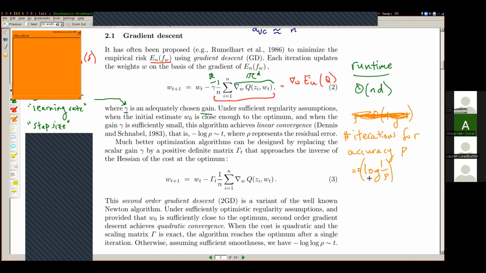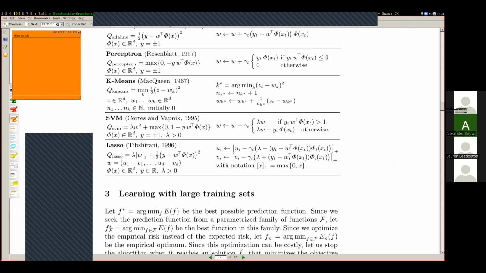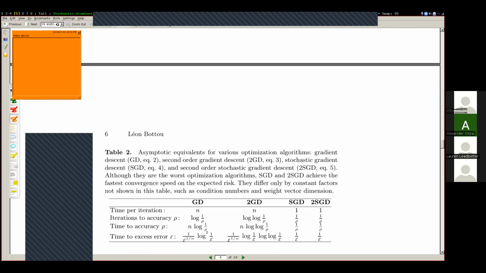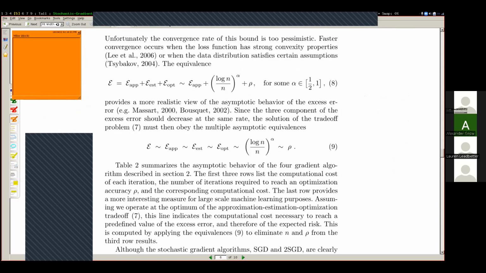For all 4 of these, this is the first algorithm that we've talked about for all 4 of them. We're going to talk about the different runtimes and the number of iterations that you need for each one. But this is all summarized in a table at the end. So I'm going to scroll down here in a second. This is table 2 on page 6.